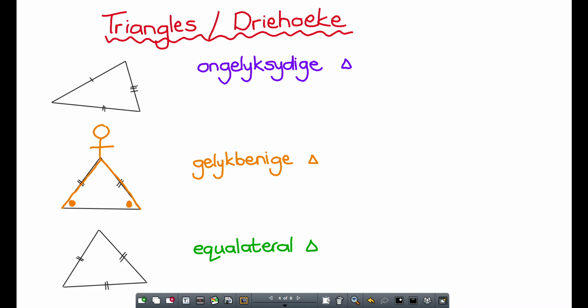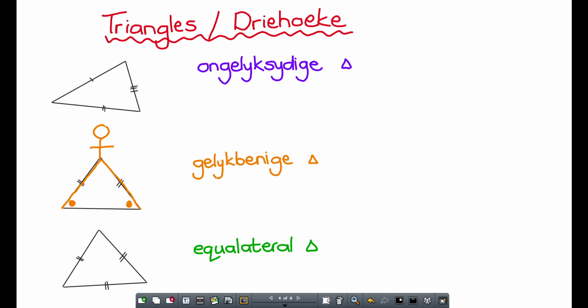Okay? So gelykbenige driehoek het twee sye gelyk en die basishoeke is gelyk. So the angles at the base will then also be the same. Alright, the next triangle is the equilateral triangle.